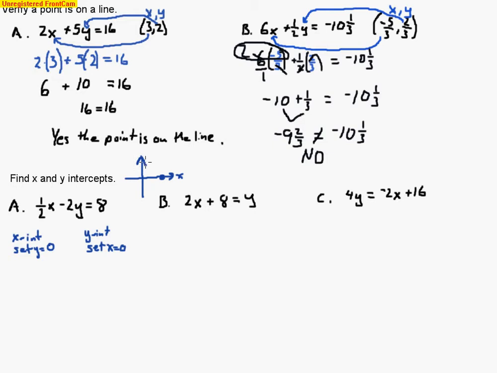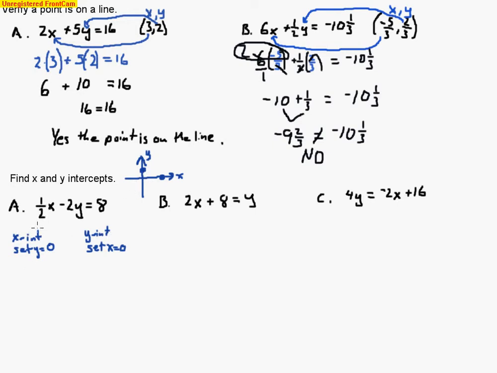For the y-intercept, we are right on the y-axis. We don't go left, we don't go right. We are just right on the y-axis. That's why we set x equal to 0. So we go ahead and do that.